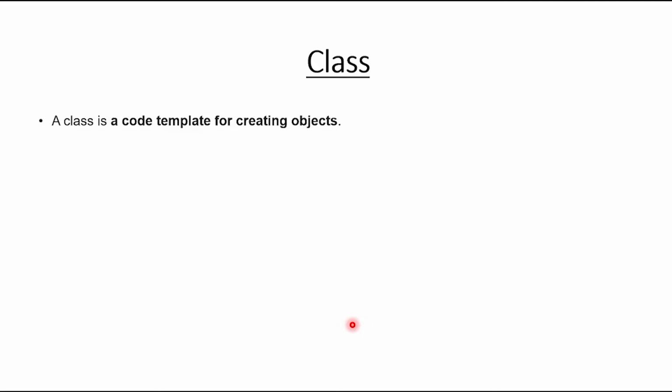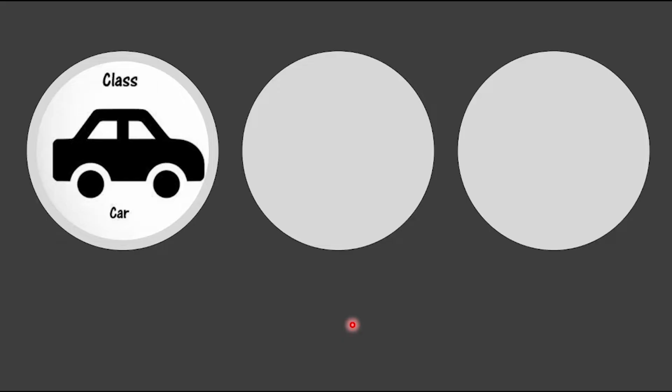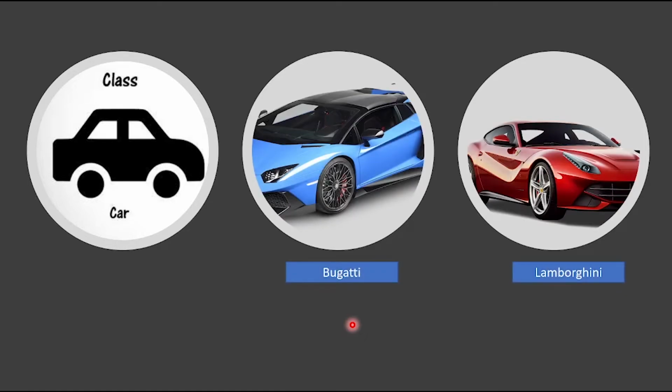So basically it is a core template for creating objects. For example, we have the class of car, like we have the template of car, and we can have the physical representations of this class. Bugatti and Lamborghini are the objects of this class, and we can also call them instances: Bugatti is instance 1 and Lamborghini is instance 2.